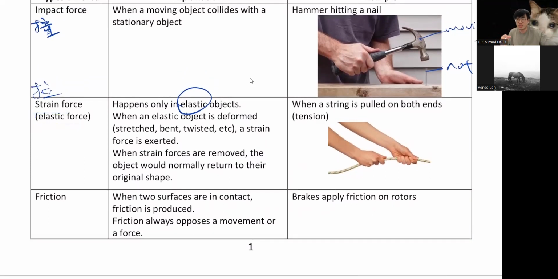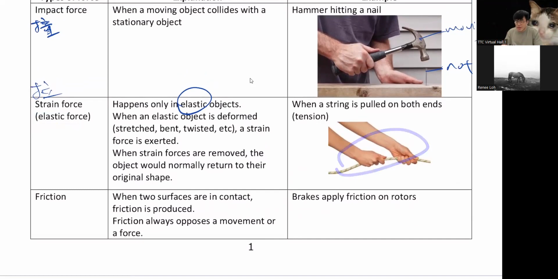Okay, strain 就是去拉东西. Okay, when you say you strain your muscle, right? Have you heard this before? When you strain your muscle, that means you pull your muscle too hard. Okay, there's a muscle strain. 你不小心拉伤你的 muscle 就是 muscle strain 咯.